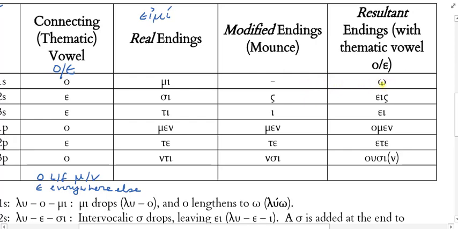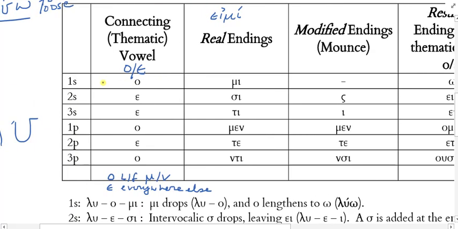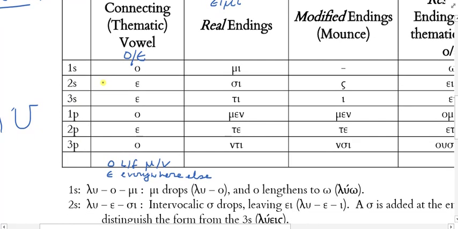Now, where did this omega come from? It's the connecting vowel omicron that lengthens to compensate for the fact that no personal ending is added or used here. All right? And so, if you look at your chart, that's what we have. Lu, o, mi. The me drops. I'm left with lu, o. And the omicron lengthens to an omega to produce luo. So you could translate luo as I am loosing, if it's a continuous action, or simply I loose. Either of those is fine.